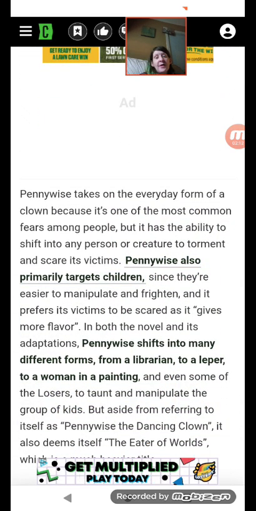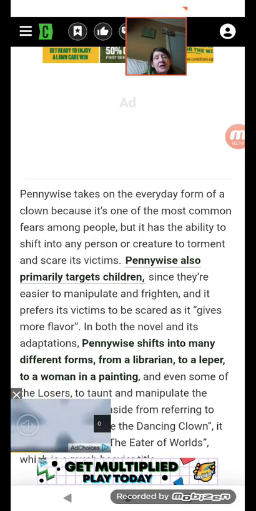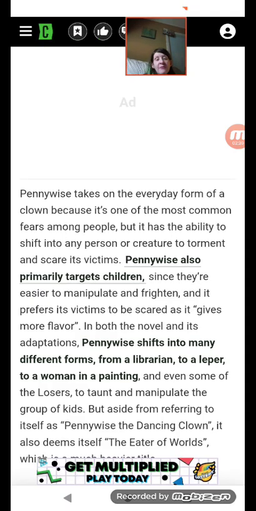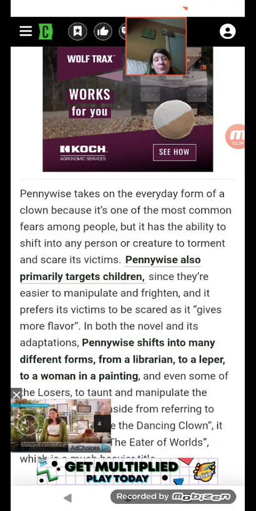Pennywise takes on the everyday form of a clown because it's one of the most common fears among people, but it has the ability to shift into any person or creature to torment and scare its victims. Pennywise also primarily targets children, since they're easier to manipulate and frighten, and it prefers its victims to be scared as it gives more flavor.